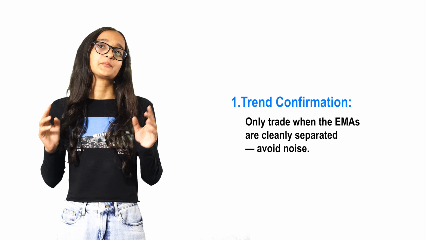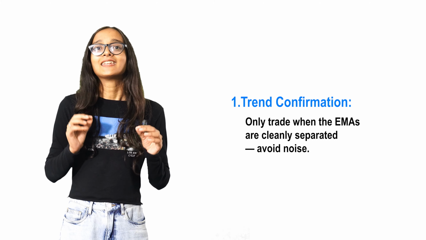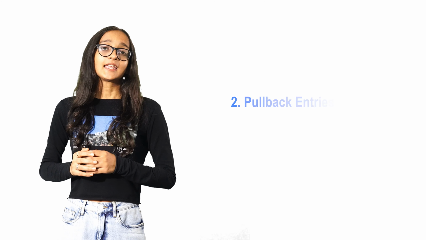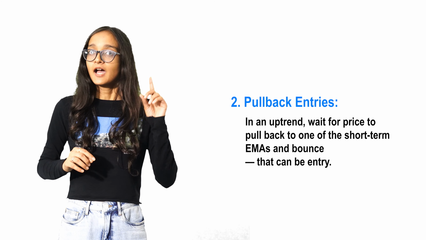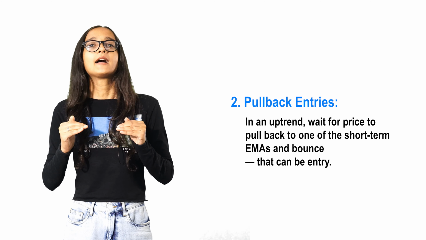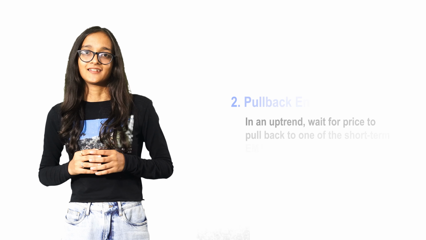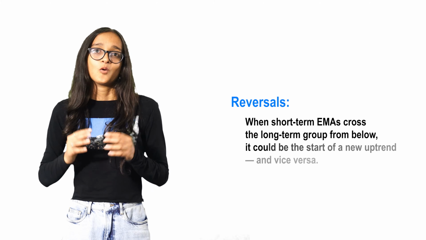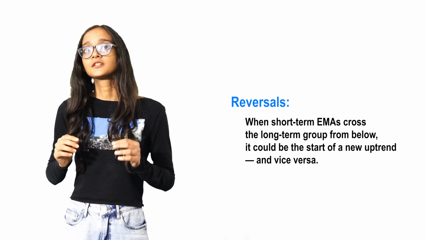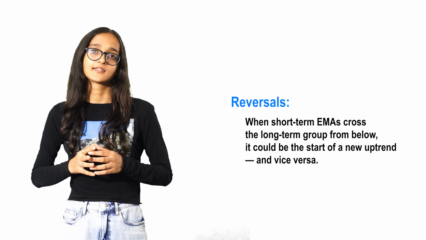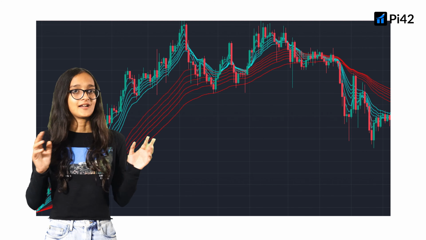So, how to trade with GMMA? There are a few smart ways to trade with GMMA. Let's explore. The first one is trend confirmation. Only trade when the EMAs are cleanly separated. You should avoid noise. Second is pullback entries. In an uptrend, wait for price to pull back to one of the short-term EMAs and bounce. That can be your entry. Third, reversals. When short-term EMAs cross the long-term group from below, it could be the start of a new uptrend, and vice versa.